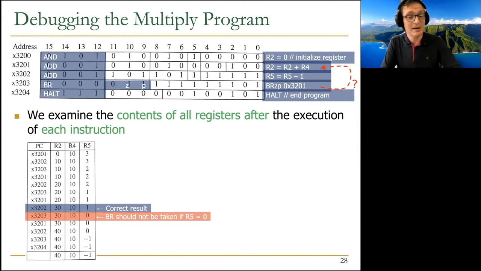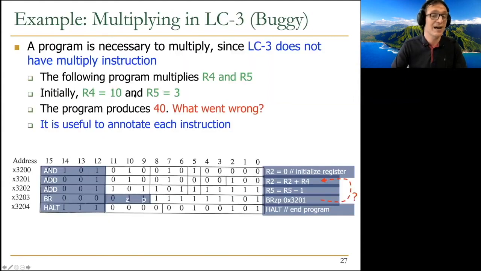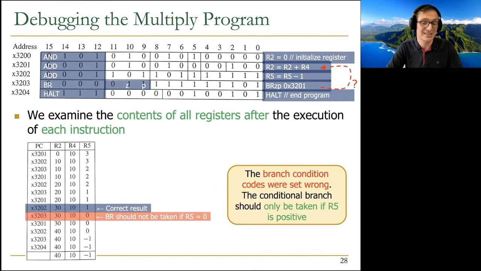But after some point, the branch is taken. And the branch should not be taken if R5 is equal to 0, because then you would be multiplying more than once. So if you go over here, R4 is 10, R5 is 3, and the program produces 40. Clearly, the program should produce 30. The program iterated once more in the loop, basically one too many times. Because the branch condition codes were set wrong, the conditional branch should only be taken if R5 is positive. So basically, we made a mistake over here in the program. We set the Z bit, whereas we shouldn't be setting the Z bit.